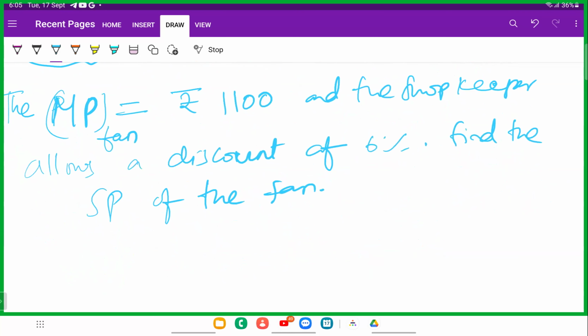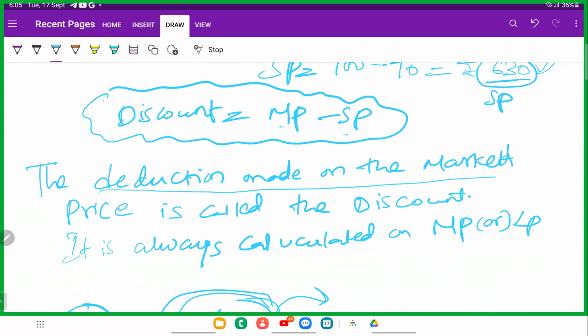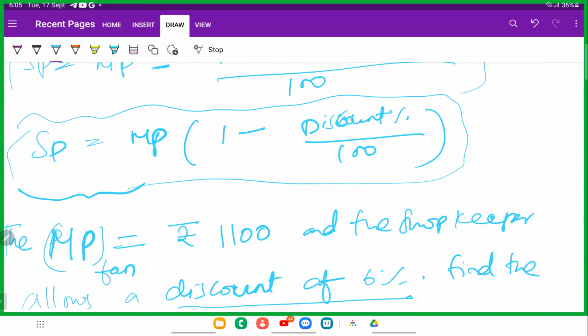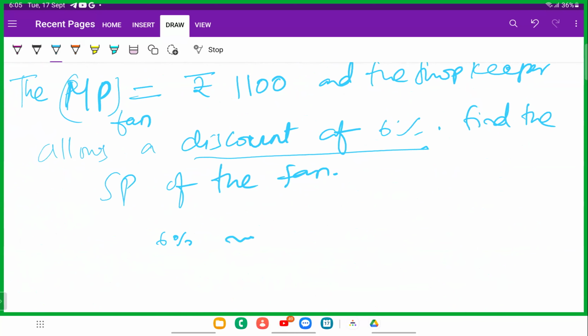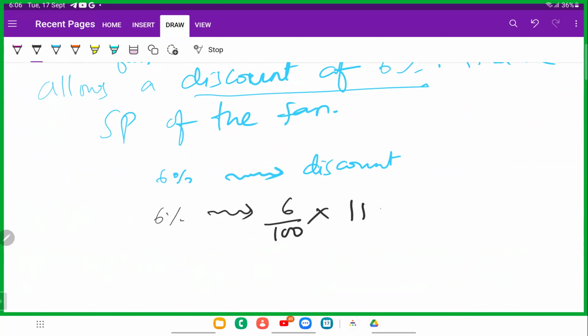For this, the one thing we have to do is apply the discount of 6%. I already told you, discount is provided on the market price. So discount is made on the market price. 6% discount is given by the shopkeeper. So that is 6 by 100 into 1100. So 66 rupees is the discount.